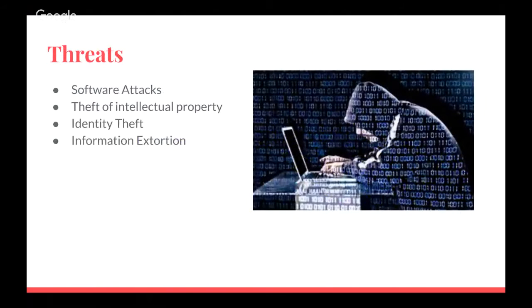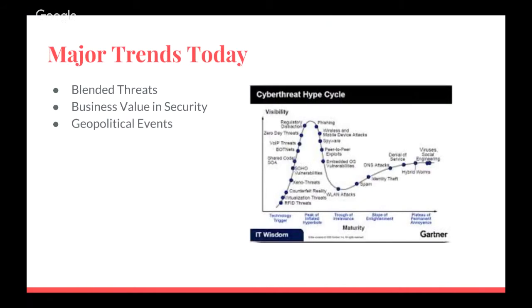So basically the common threats to information security are software attacks such as Trojan horses and viruses, theft of intellectual property, identity theft, and information extortion, which is usually mainly through companies. Some of the major trends today are blended trends, business value and security, and geopolitical trends.